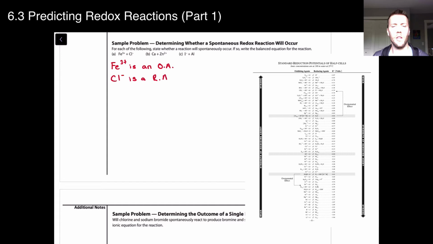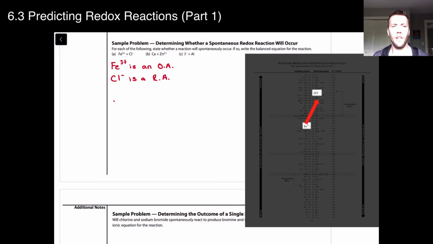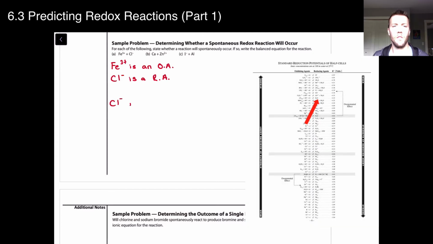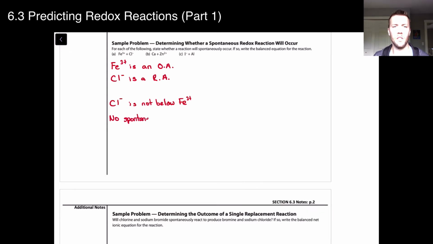However, if we look at the orientation of these two ions, the chloride ion is actually above the iron 3 ion. So that means that this will not be a spontaneous reaction. A spontaneous reaction will occur when the oxidizing agent on the left-hand side is above the reducing agent on the right-hand side. And this is not the case in this situation, so this will not be a spontaneous reaction. Go ahead and try the next two examples on your own and refer to your work text for the solutions.